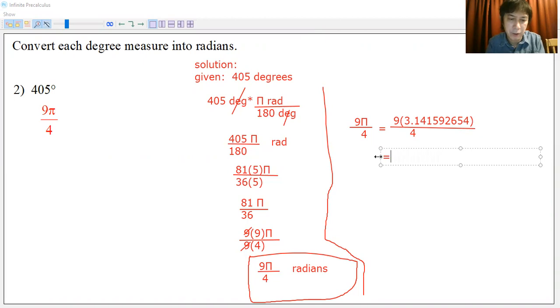So we have there 9 times pi divided by 4. Okay, and that should be 7.06. So this is 7.068583471. And this will now be in radians. Okay, this is in radians. So the 9 pi over 4, that's equivalent to 7.068583471 radians in decimals. All right. So that is if you need the actual numbers, equivalent to 9 pi over 4.